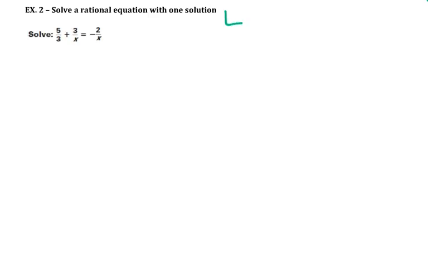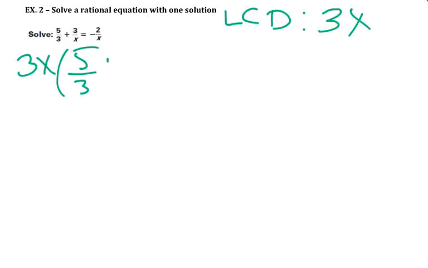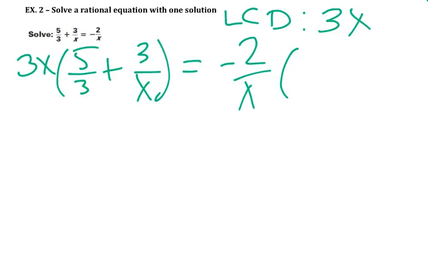So let's first identify the LCD. In this case, we have 3 in the denominator and x. So our LCD is 3x. So I'm going to multiply both sides of my equation by 3x. And then I have negative 2 over x times 3x. You could write it as 3x over 1 if you wanted to, but you don't have to. And then I'm going to distribute.